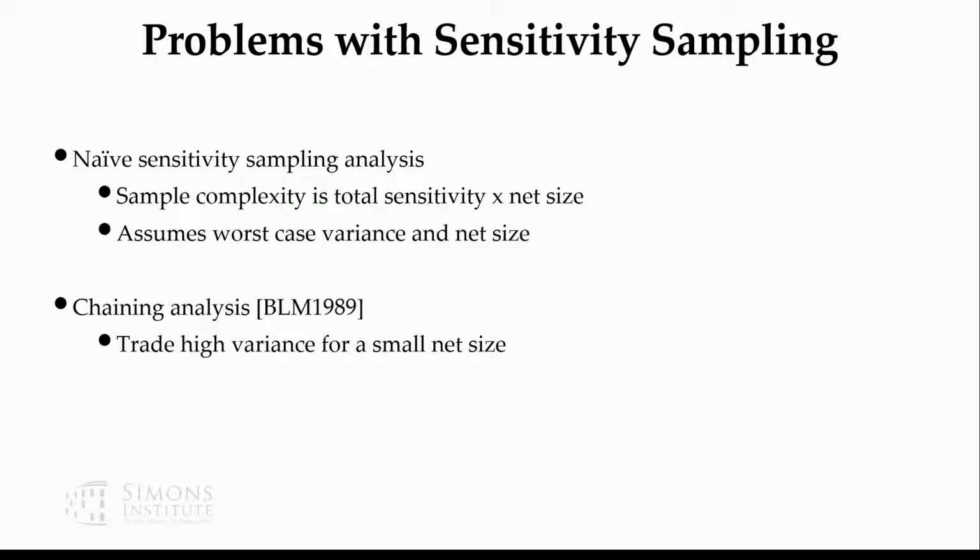So instead, what chaining does is it has multiple nets, and it trades this high variance, this factor of d, for a smaller net size. The high variance coordinates can be covered, I'll say what that means on the next slide, with smaller nets. And so, even though you pay higher variance, the union bound is over a smaller number of things, and overall, you reduce the total sample complexity.